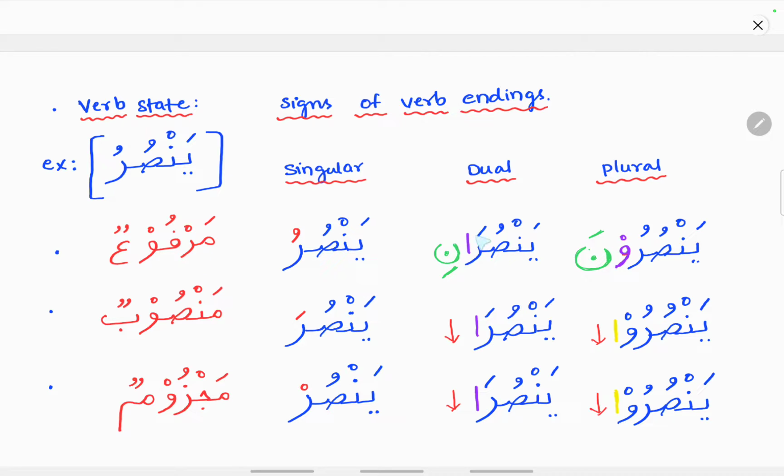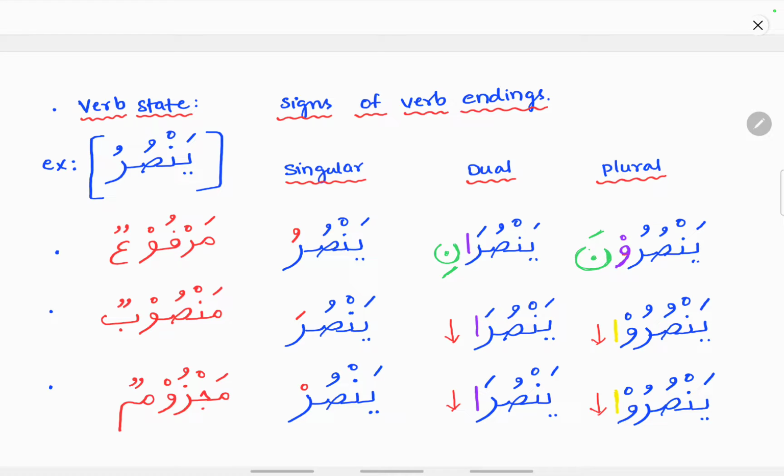Okay, in the marfu state, the presence of a noon, that is yansurani. Presence of a noon is a marfu state. Mansub state and majzoom state are similar in dual, that is dropping of the noon. This down arrow shows that the noon is being dropped. So when the noon is being dropped, that means it is in the mansub state or in the majzoom state. In the marfu state, the noon is present in dual form.